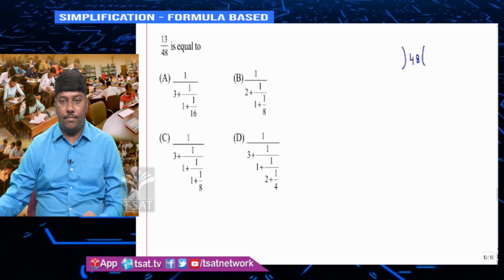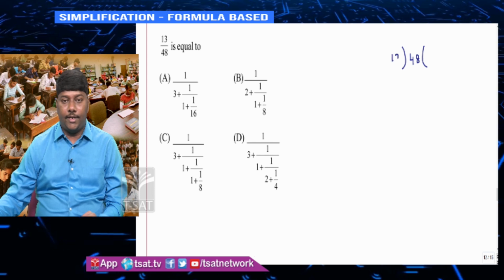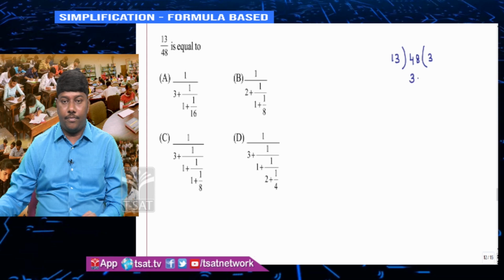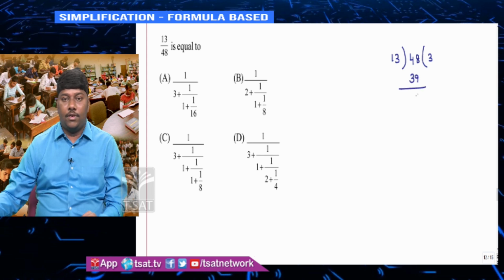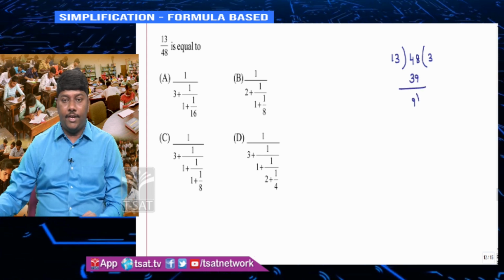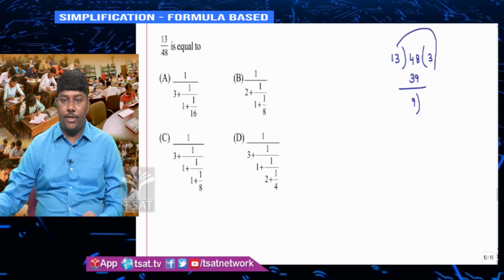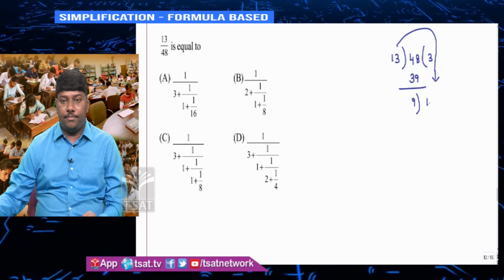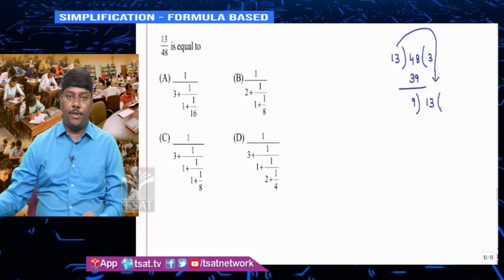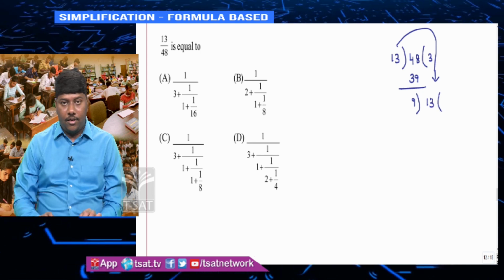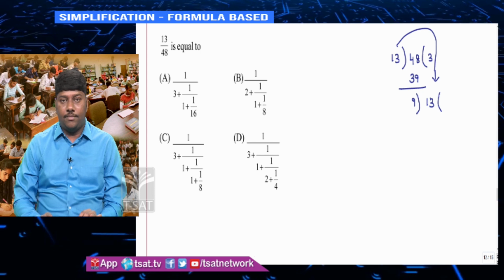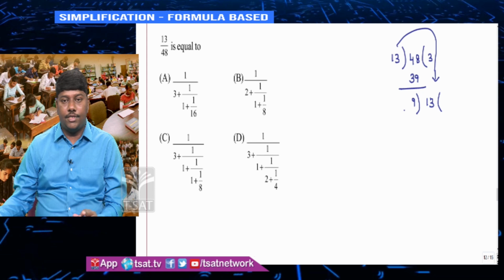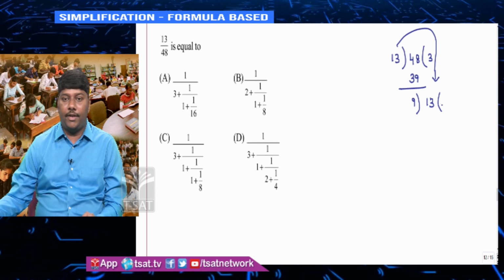48 divided by 13. 13 threes are 39. Your remainder becomes again the divisor. Like a long division method, you do it. Your divisor becomes a dividend. So two things must be remembered here: the remainder becomes a divisor and the divisor becomes a dividend. So continue the process. You call it the long division method. You just continue this process till you get the remainder 0.